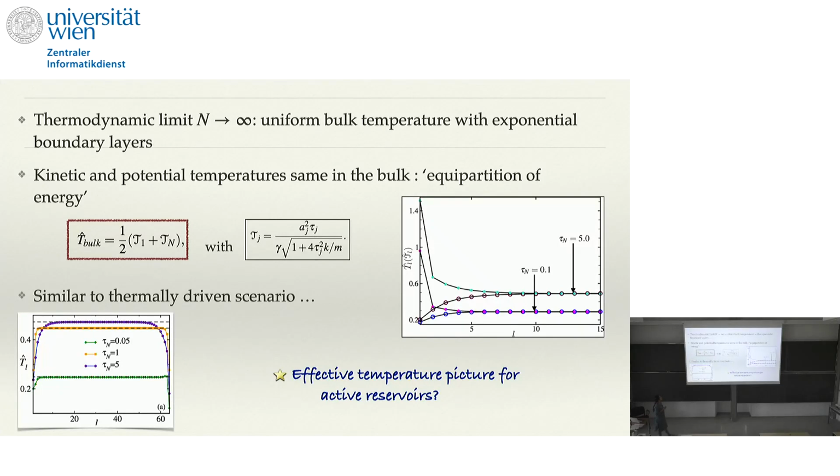Okay, and in fact, if we look at the expression, this is given by this. So the bulk temperature is half of some quantity, which I am calling curly tau. So curly T1 plus Tn. This is exactly in the same form as the equilibrium, I mean thermally driven case, where of course this curly T1 and Tn were just the temperatures, but here it's something different which depends on tau and other parameters.